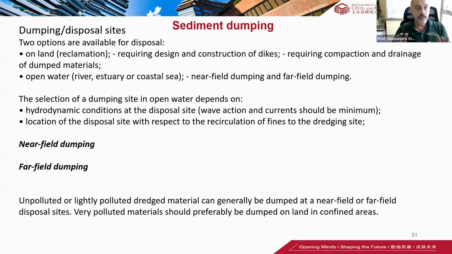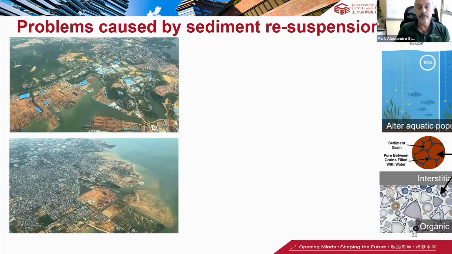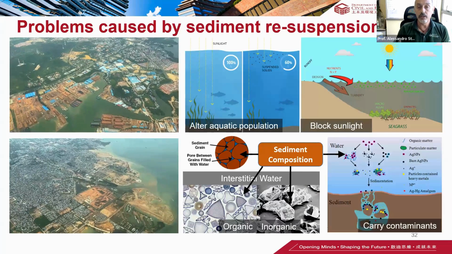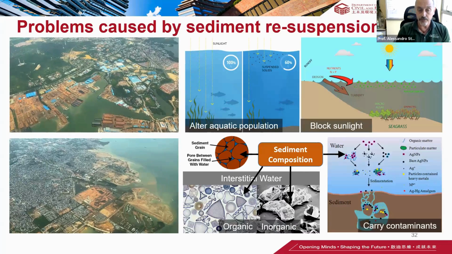So the dumping is a pretty sensitive operation, also, as we will see, in terms of environmental impact. It can be done directly on land in case of land reclamation, or in open water. And it can be done very close to the dredging site or even very far from the dredging site. So what are the main problems that we can cause during the dredging operation?